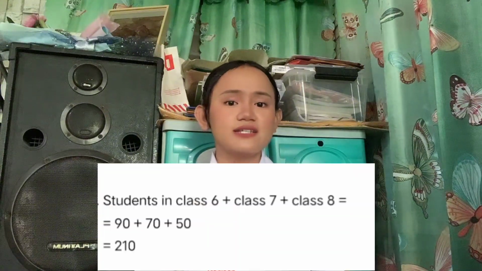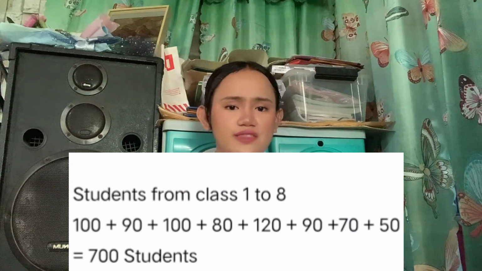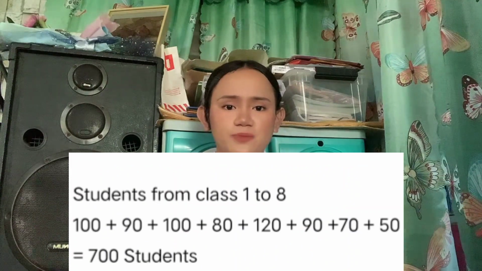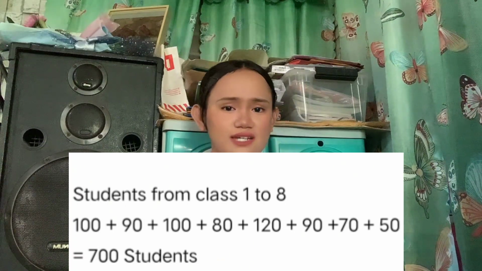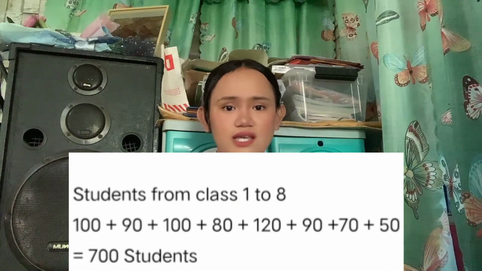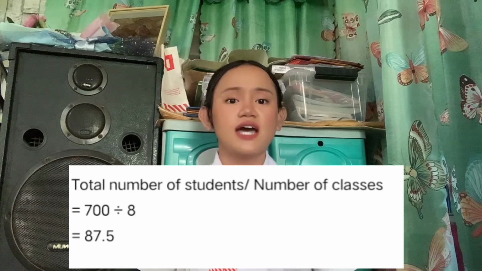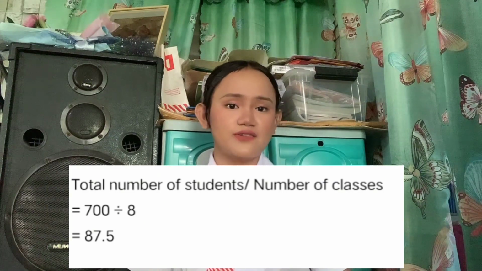Simply add 90, 70, and 50. To answer question C, we'll need to add them all together. So 100 plus 90 plus 100 plus 80 plus 120 plus 90 plus 70 plus 50 is equal to 700 students. We only need to divide the total number of students by the number of classes to answer the last question. Thus, the average will be 87.5 after dividing 700 by 8. That would be all for the interpretation and data.